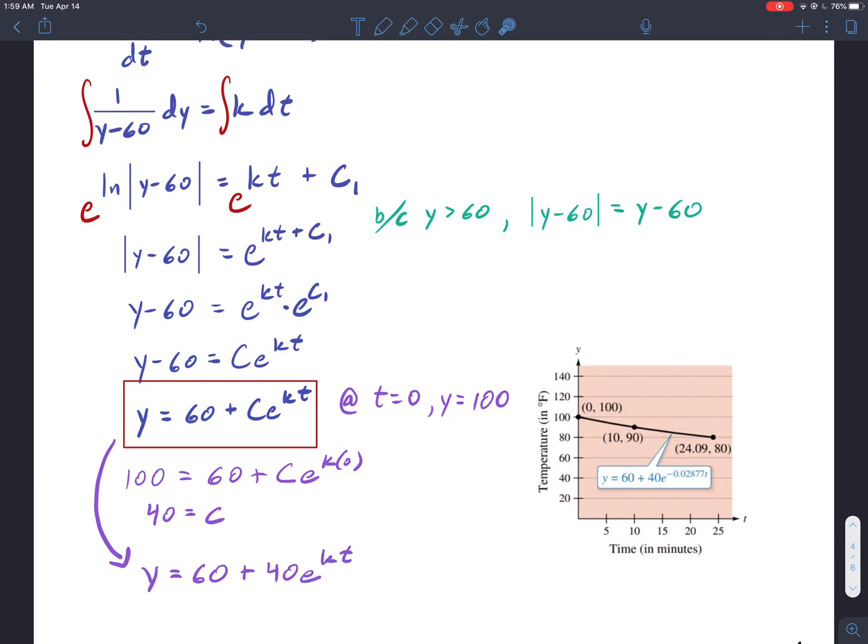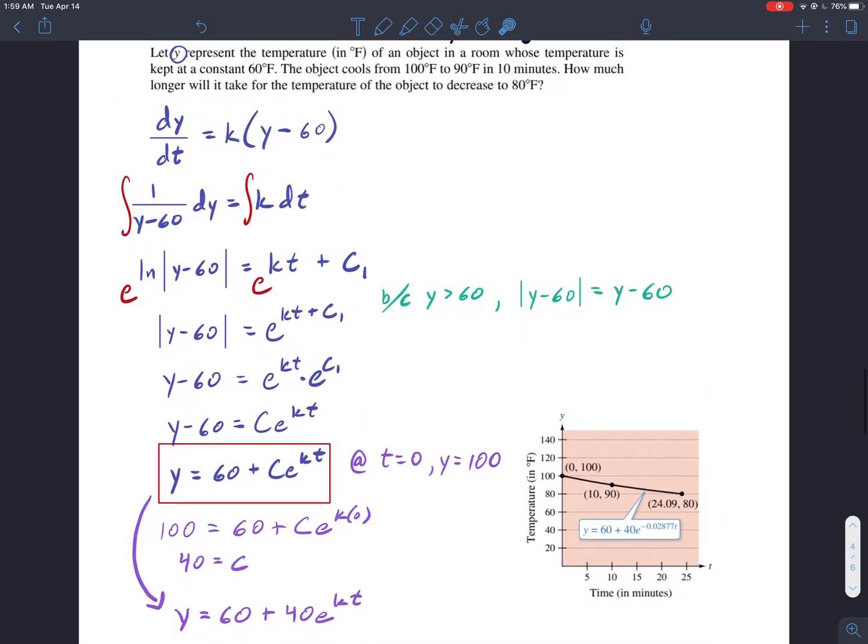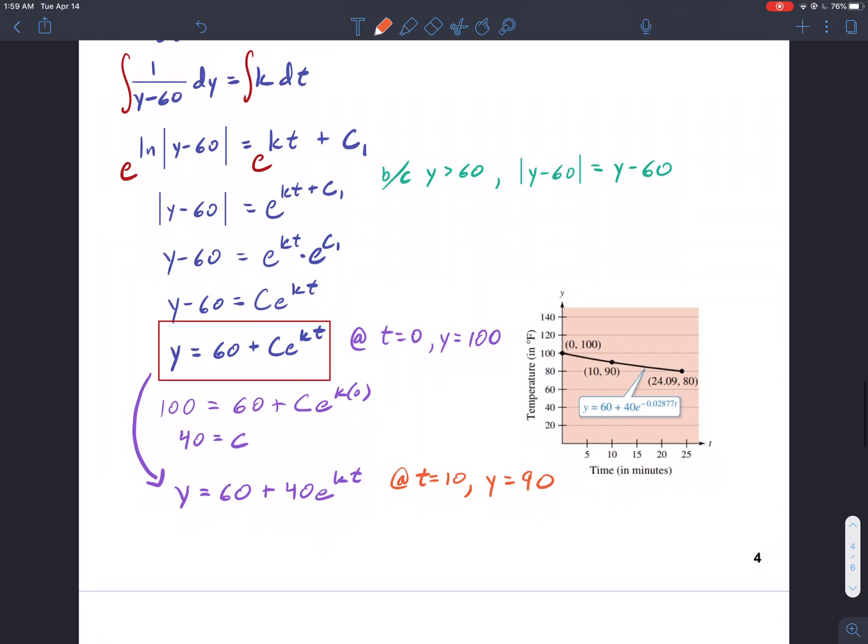Still don't have it broken down all the way. I don't have the model perfectly solved for because I don't have k yet. I'd have to go back up and look at more of the information. I know that at t equal 10, y is 90. And then I could plug in 90 equals 60 plus 40 e to the 10k. And I can solve for k.